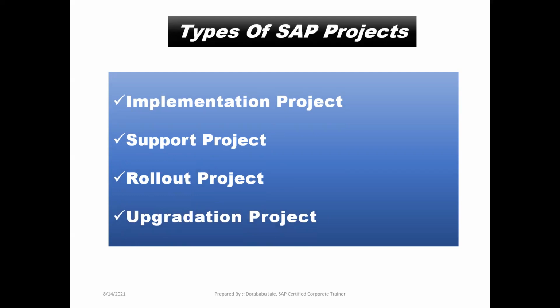Now come to the logic here. In the implementation project, what are the roles and responsibilities of the SAP team, what are the roles and responsibilities of the core team members, and what are the roles and responsibilities of the SAP end users? We have to know. And continuation, the support project is also the same: the roles and responsibilities of the SAP team, core team members, and SAP end users. Same in the rollout project, and same in the upgradation project. In detail, we need to understand. I will explain, project wise, the roles and responsibilities of the respective teams like the SAP team, core team members, and SAP end users.